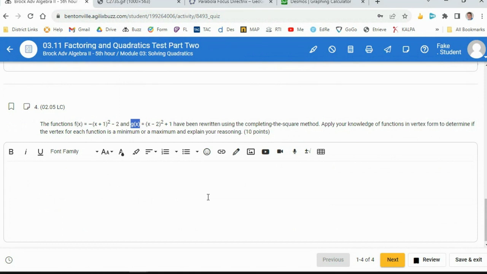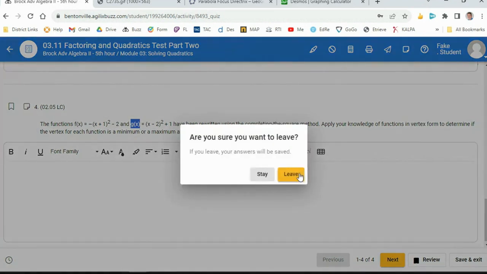And I'll give you a hint. They're not the same. One is the maximum, one is the minimum. You have to tell me which is which and how you know. But that's the four problems.